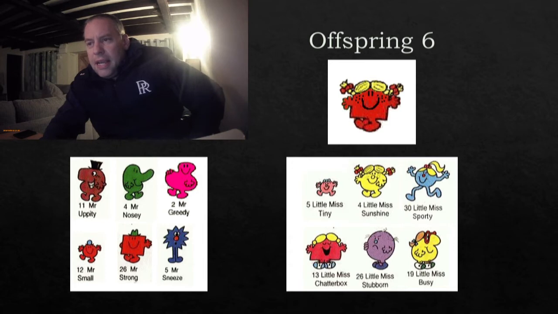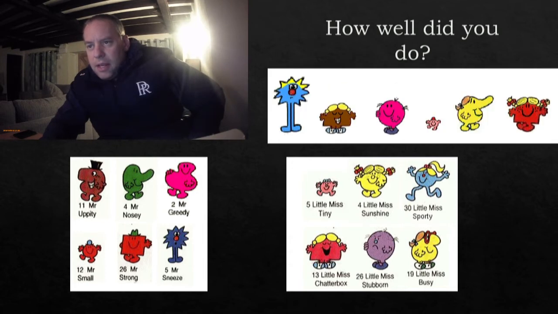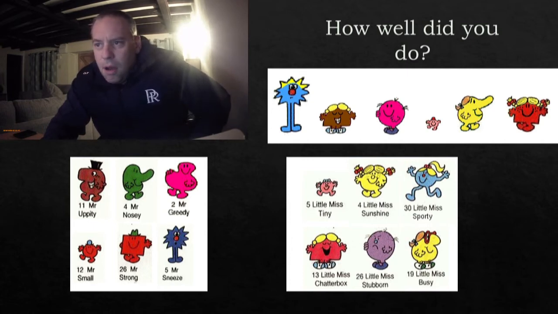So, let's see how you did. Let's see if you got them right. Number 1, well, the parents, we've got a spiky outside and a blue colour and yellow hair, so that must be Mr. Sneeze and Little Miss Sporty. Number 2, we've got the body shape and the hair, but we've got the smile and the colour of Mr. Uppity and Little Miss Chatterbox. So those two have mated in order to form that offspring.